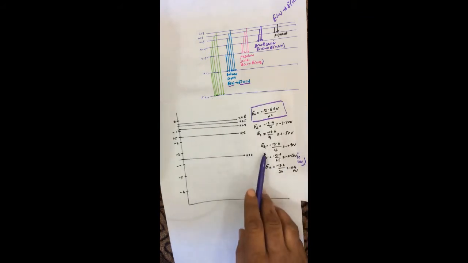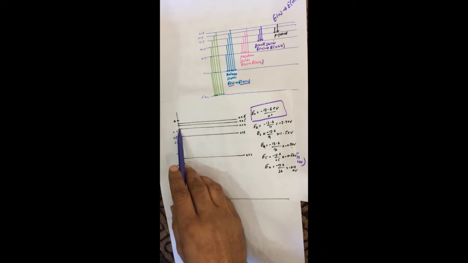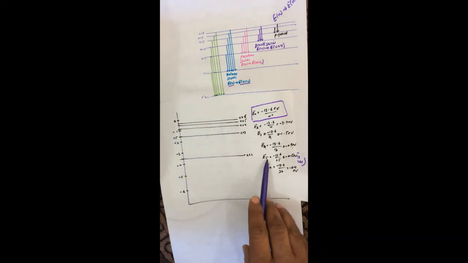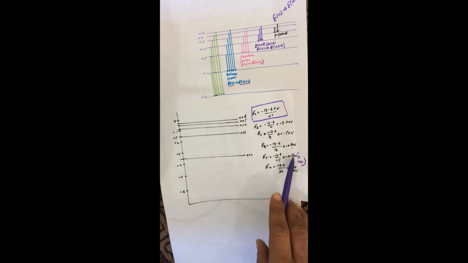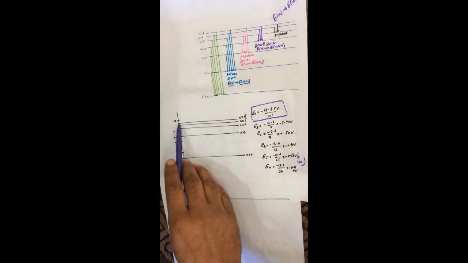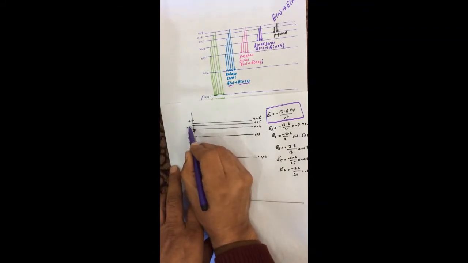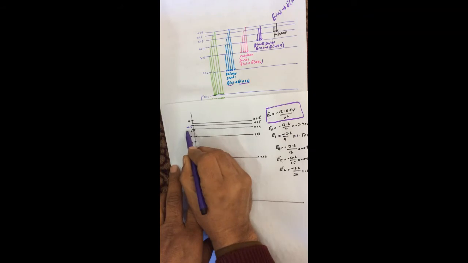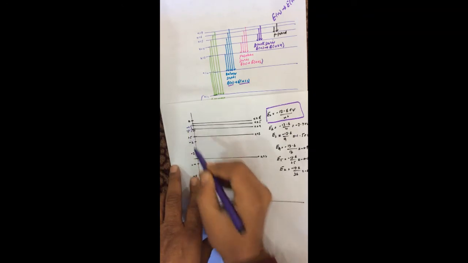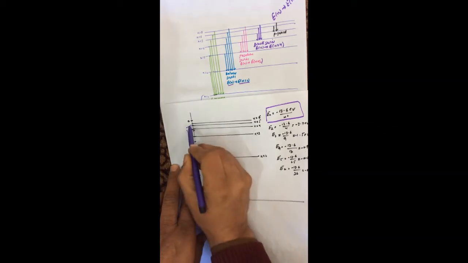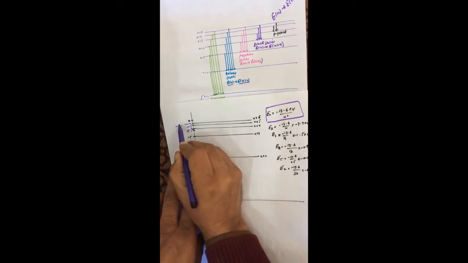Now for n is equal to 4, we have minus 0.9 electron volt, and 0.9 electron volt is somewhere here. And then we have n is equal to 5, which is minus 0.5 electron volt, which is here. This is minus 0.5. This is minus 0.9. And this is minus 3.4. And this is minus 0.4 for n is equal to 6.